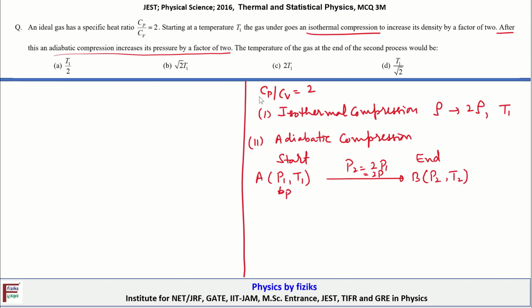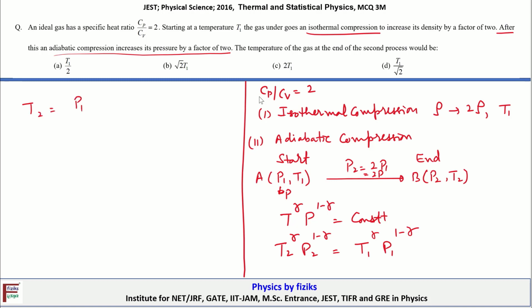Okay, if P1 is P. So that means here, because it's an adiabatic process, we have to make use of the relationship that connects temperature and pressure. The corresponding relation is T power gamma P power 1 minus gamma equal to constant. This relationship is valid for an adiabatic process connecting temperature and pressure. So for these two equilibrium states, I can write T2 power gamma P2 power 1 minus gamma is equal to T1 power gamma P1 power 1 minus gamma. So that means T2 is equal to P1 upon P2 power 1 minus gamma upon gamma, multiplied by T1.